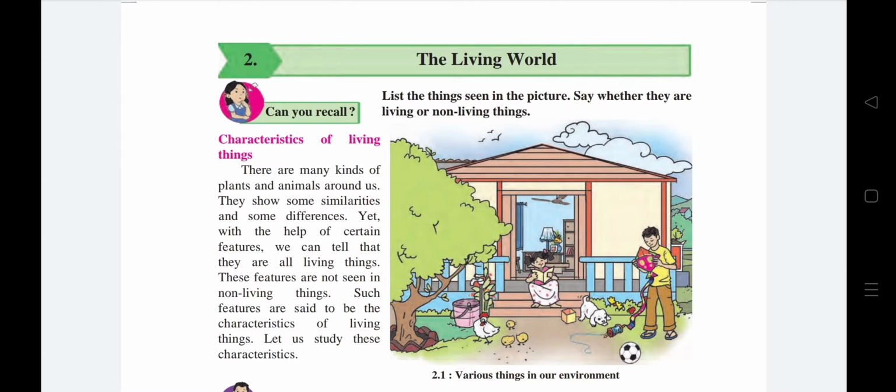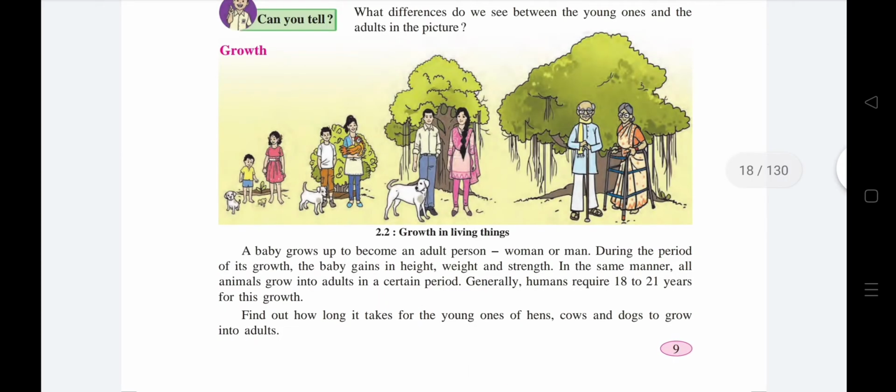So living things have certain characteristics. They are said to be the characteristics. The first point is growth. Growth means what? When a human being or any kind of living organism takes a certain period of time, there is change in its body.